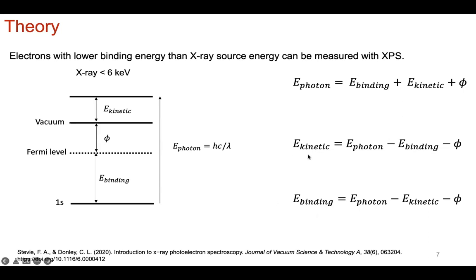So typically people will plot either the kinetic energy or binding energy. I will say overwhelmingly people will plot the binding energy, and that's what we'll discuss, and that's what the plots that you'll see are overwhelmingly, because what you want to get at is what was the binding energy of the species of the material that the electron came from.